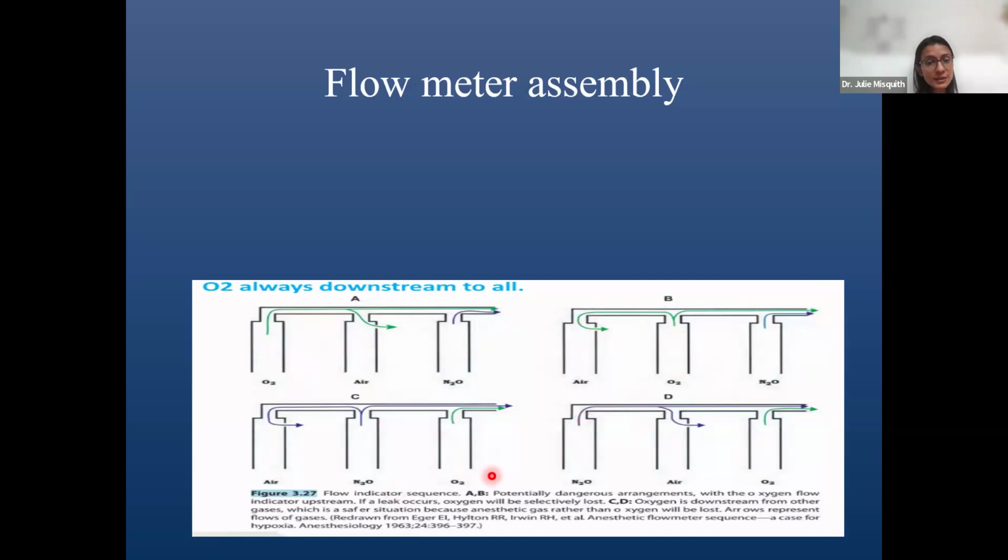So the latest machines all have oxygen downstream of the other flow meters, and hence, even if there is a leak in the other systems, there is no leak of oxygen, and sufficient oxygen is still delivered through the common gas outlet.